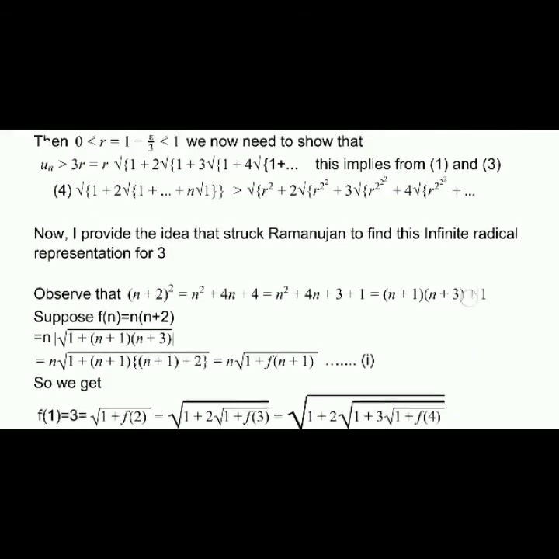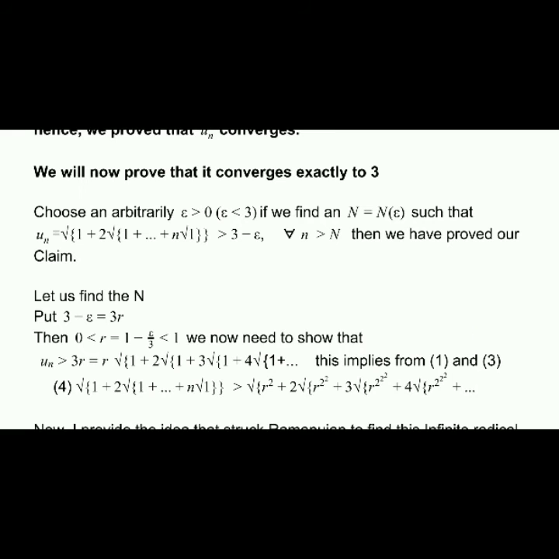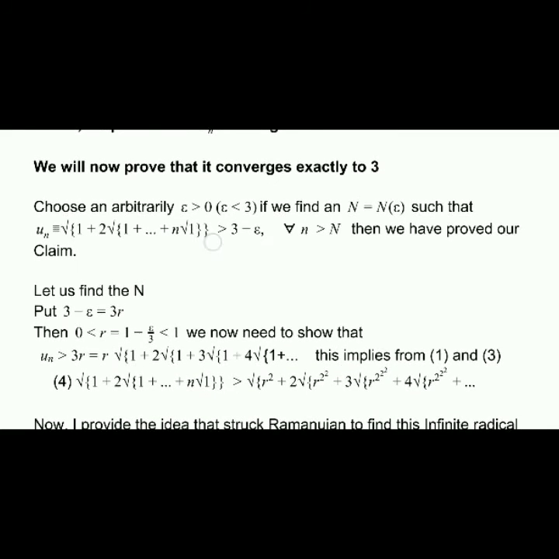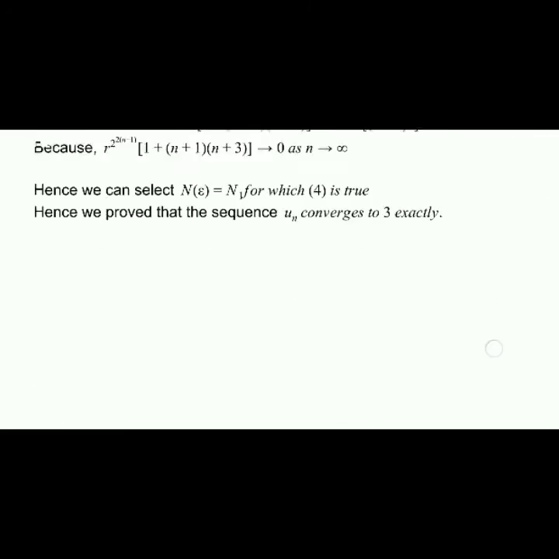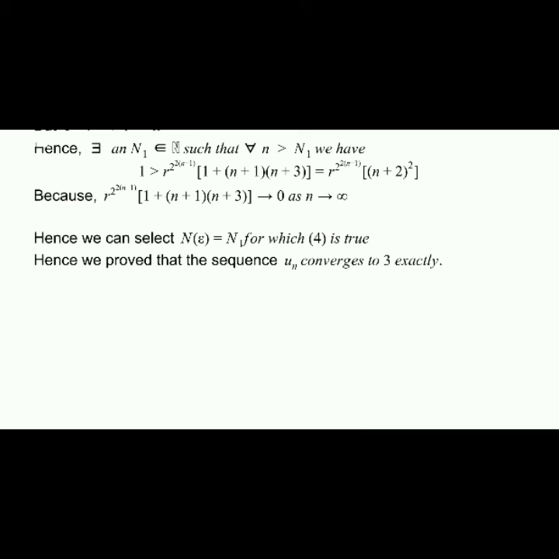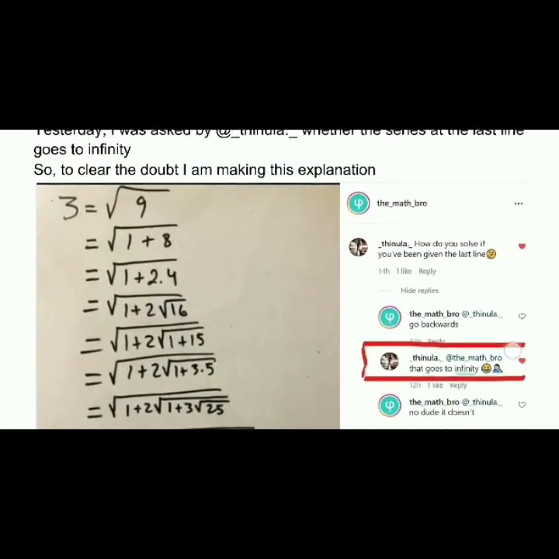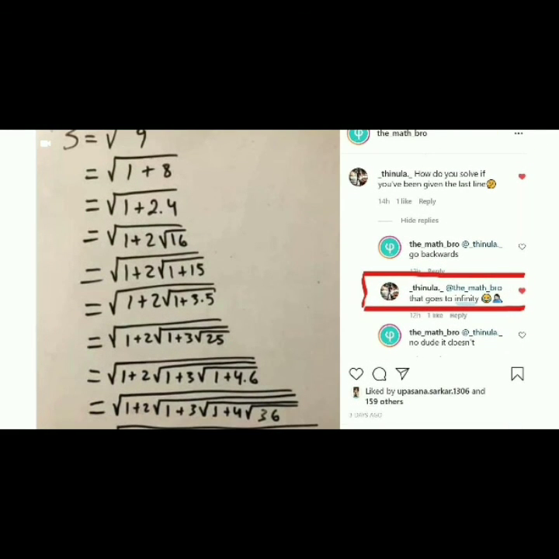What is 4? This is true, and we needed to prove this, which if we prove, then we have done this. So this is proved. Hence u(n) converges to 3 exactly. Hence we prove that u(n) is converging to 3 exactly. So going backwards will be sufficient. We need to do some real analysis.